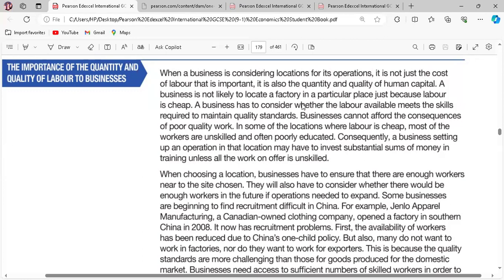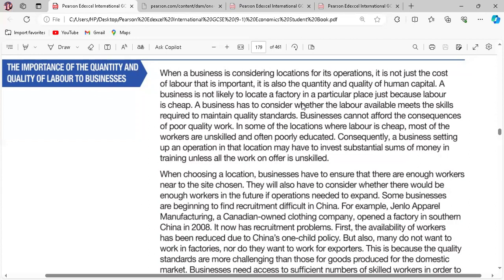So when I talk about the quantity and quality of labor to businesses, here we're talking about when a firm is deciding on locating its factory or company in a geographical location, it should not just think about the cost of labor. It should also think about the quality and the quantity of human capital: how many workers are available with the right skills that will be needed for that job. If the workers are not skilled or qualified for that job, then it should be expected that the quality of output would be poor, which would affect the reputation of the business.